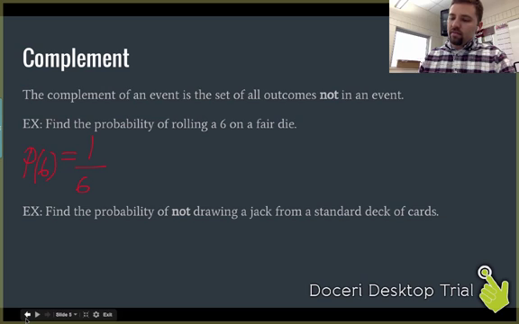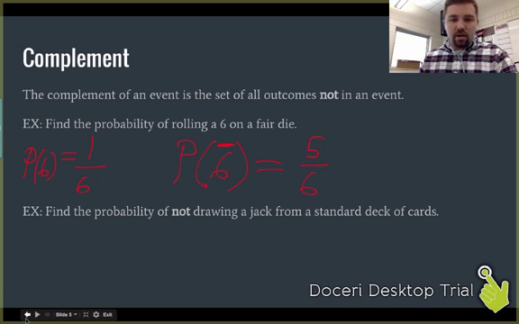The probability of not rolling a 6, that would be the complement. So we'd write that with a little bar over the top. That means the probability of not rolling a 6. Well, if there's one way to roll a 6, there must be 5 ways to not roll a 6. So the probability of this happening is 5 over 6. Much more likely to happen than if you roll a 6.